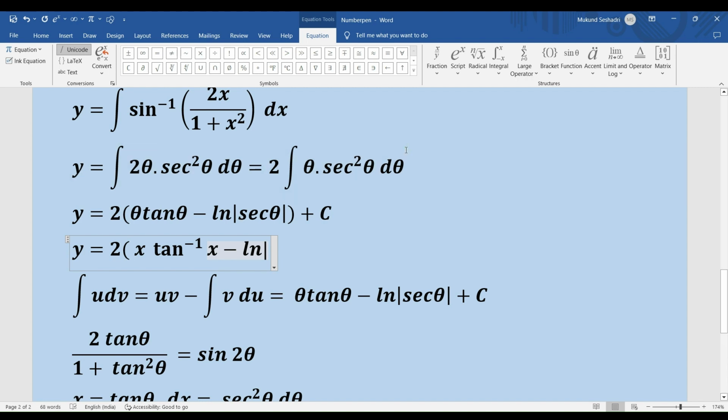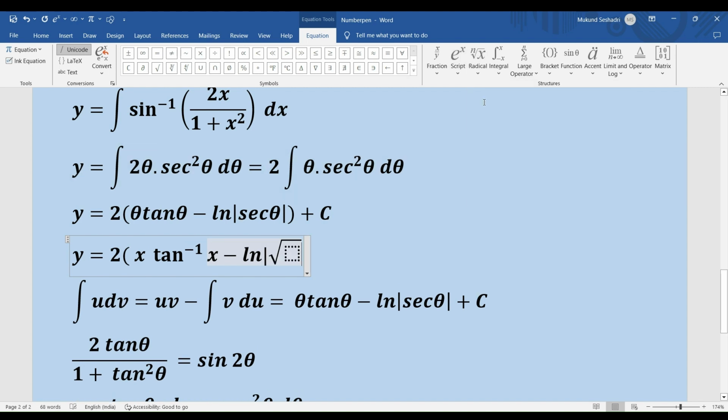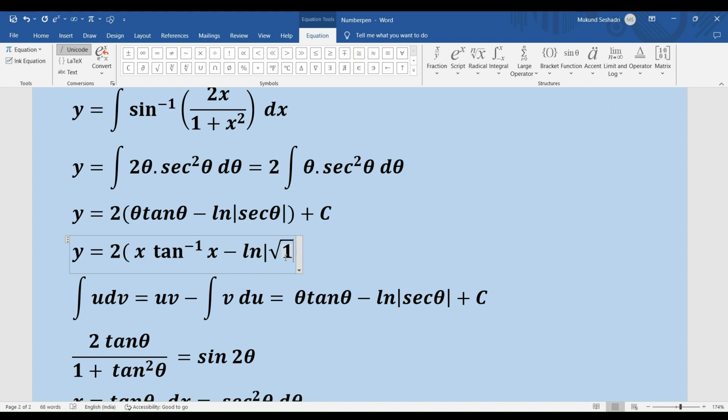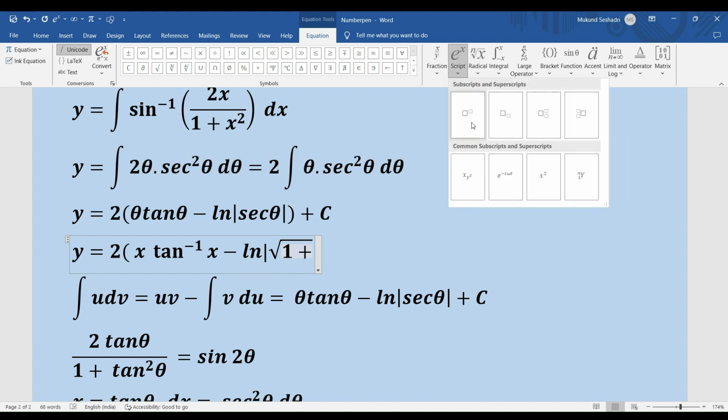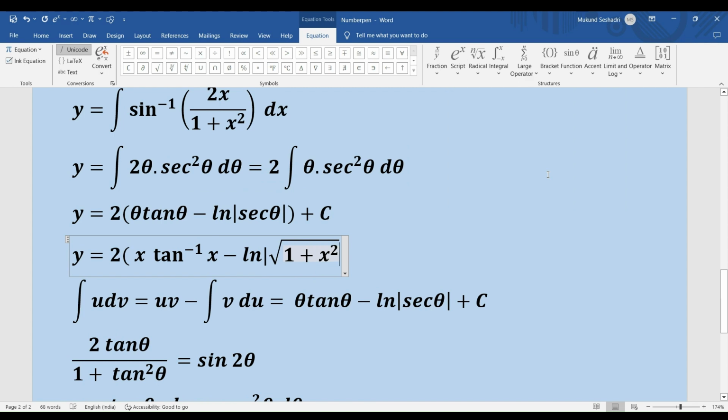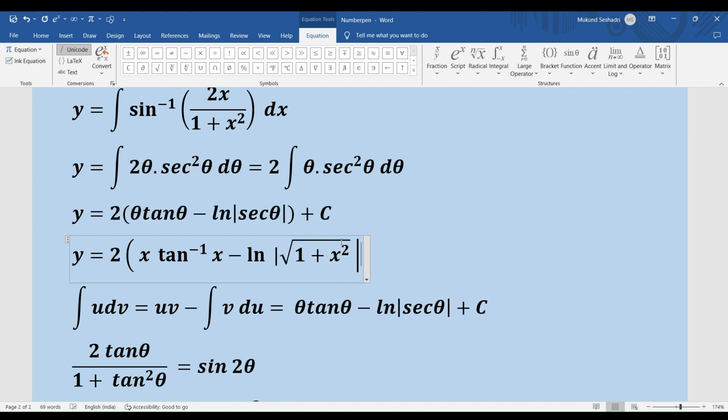It is nothing but square root of 1 plus x square, because the original substitution that I made is x equals tan theta, right? So my ln of mod of secant theta becomes ln of mod of root of 1 plus x square. And then I have my constant plus c, right? So the answer to this problem is 2 times x tan inverse of x minus ln of mod of square root of 1 plus x square plus my arbitrary constant c. I don't think I can do any further simplification. Let me highlight my final answer in pink.